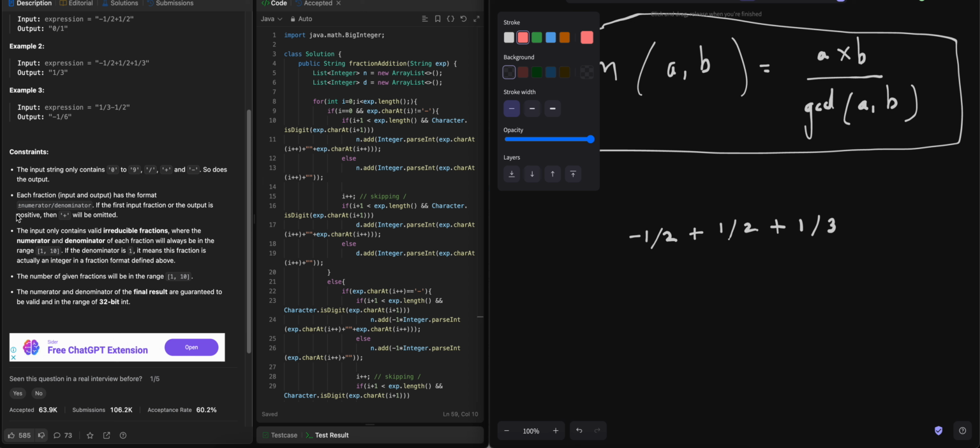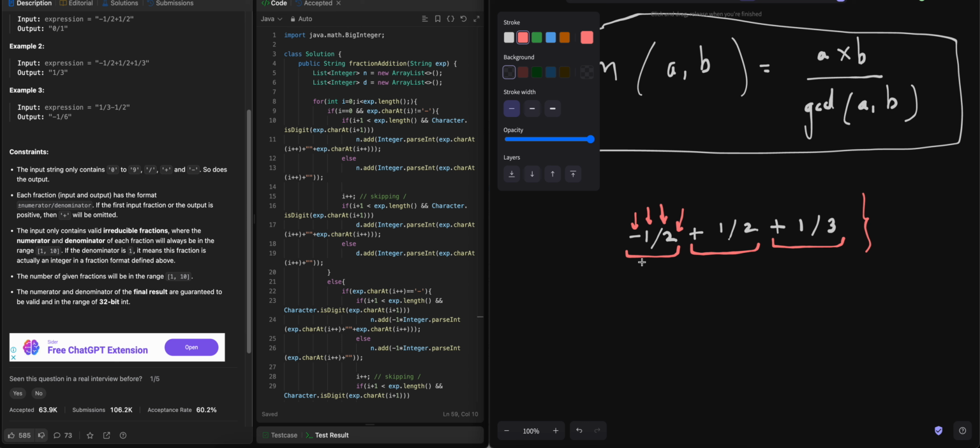As was also mentioned in the problem here, each fraction has the following format. If you see here, there are 4 components. One is this sign character, second is the numerator, third is this divide symbol, and fourth is the denominator, okay? In this expression we have 4 components here, here, and here. So if we want to generalize, every fraction will have these 4 components, okay?